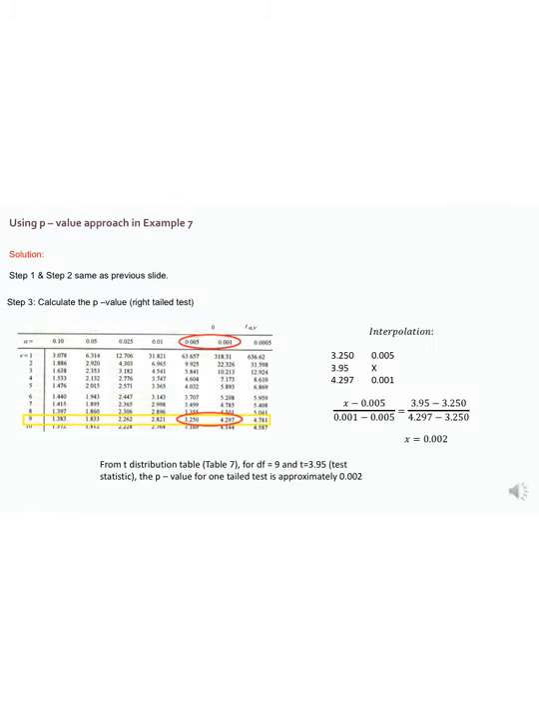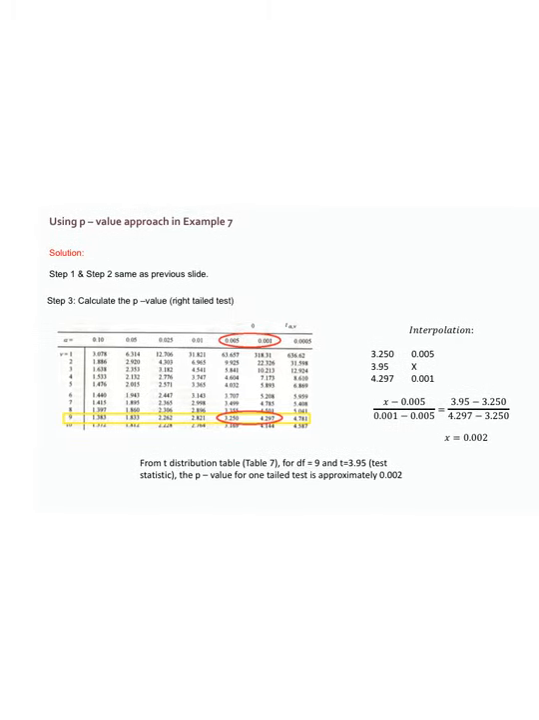Now we want to try using the p-value approach for example 7. For this example, we should look into the T table, which is table number 7. How to look into this table? We should look into degree of freedom 9, and we get our T equals 3.95. So what is the p-value for this test statistic value?